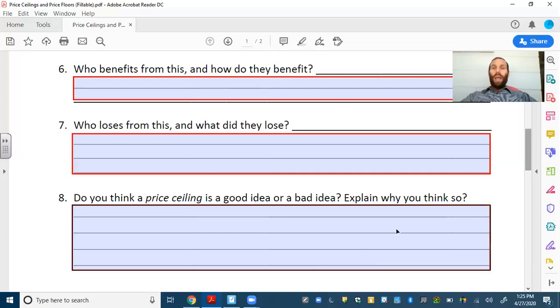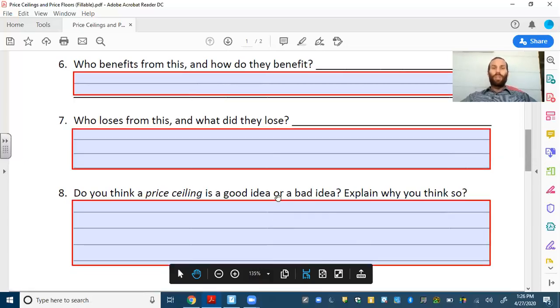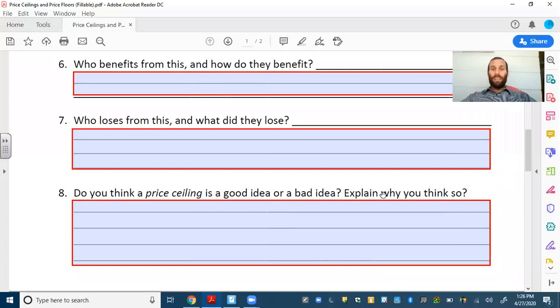Okay, so how do you fill in number 8? Well, that's something that you need to figure out how to fill in yourself. Number 8 says, do you think a price ceiling is a good idea or bad idea? Remember, in economics, we're not going by how we feel. This is what does the data show you?